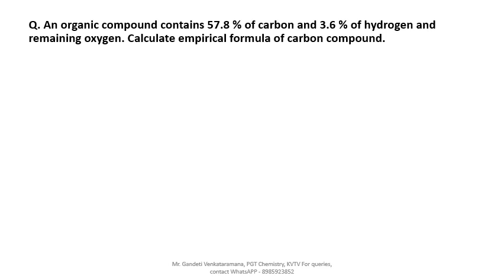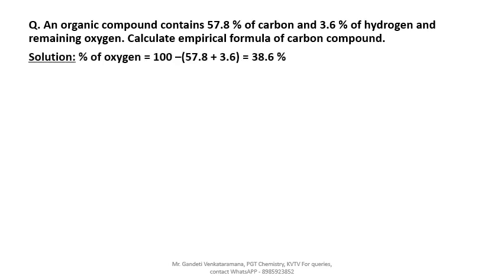Now add the percentages, 57.8% and 3.6%. If you add, you don't get 100. So what is the remaining? 100 minus 57.8% minus 3.6%. You will get some value. That percentage is of the oxygen. Now we will see the solution.